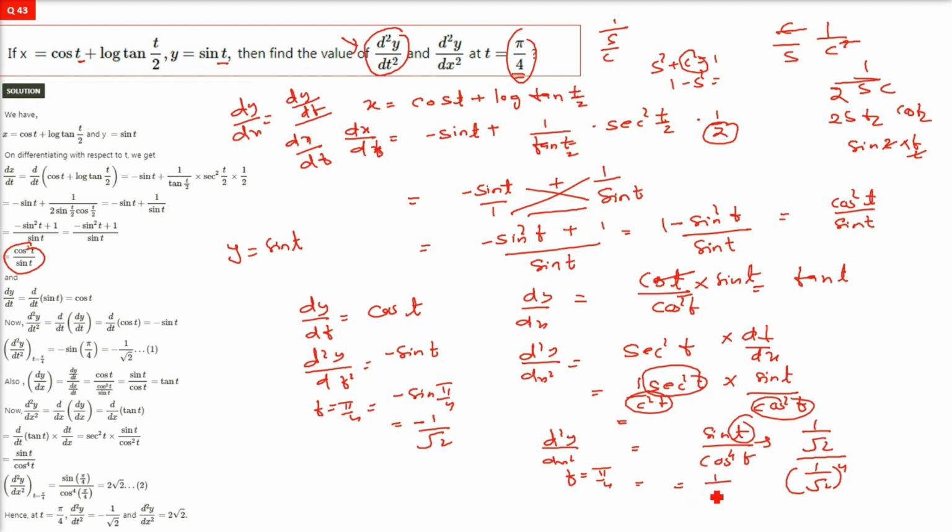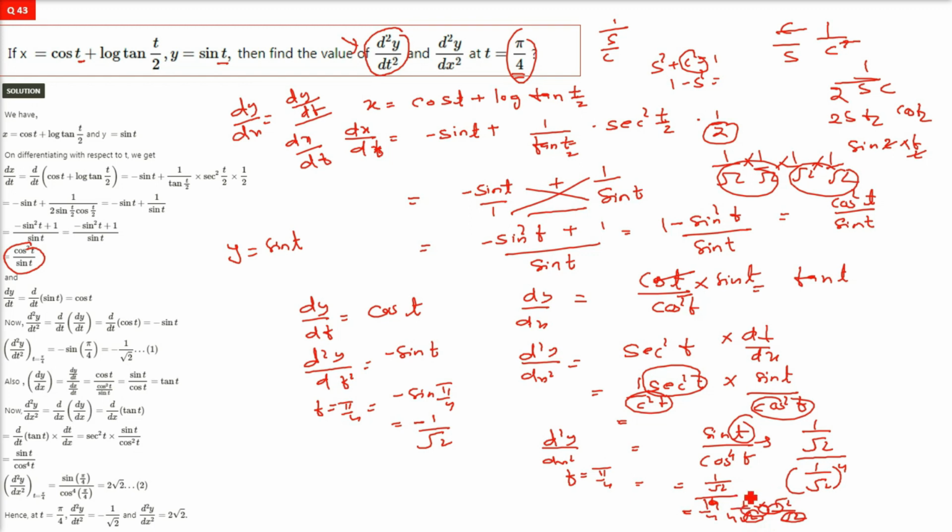1 by root 2 divided by 1 by root 2 to the power 4. So 1 by root 2 into 1 by root 2 into 1 by root 2, 1 by root 2. Remember, it's sin pi by 4 divided by cos to the power 4 pi by 4, and cos pi by 4 is 1 by root 2. So 1 by root 2, four times, is in the denominator. So whatever we get, 1 by root 2 into root 2 is 2, root 2 into root 2 is 2. So you get 1 by this 4.